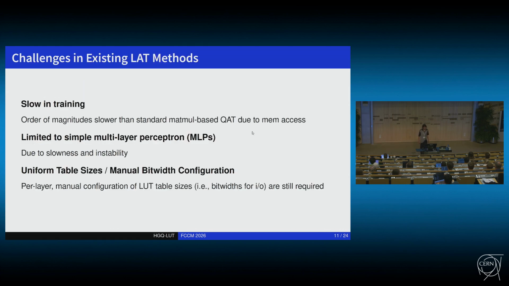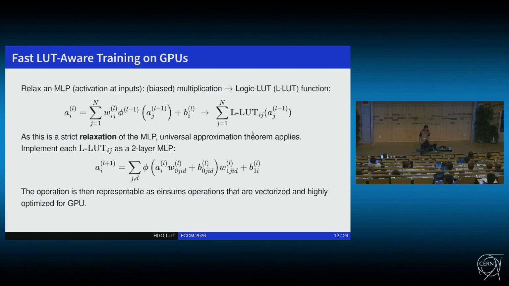However, the challenge in the current LUT-aware training approaches is that the training is an order of magnitude slower than standard QAT, even if you don't consider the quantization overheads. It's just inefficient because of the memory, either in the dynamic routing or in the function approximation. Also, it's limited to the multi-layer perceptron, directly derived from this inefficiency in training. And also, without an efficient quantization method, you still have to manually set the bit widths of each layer or group of lookup tables, which causes more inefficiency.